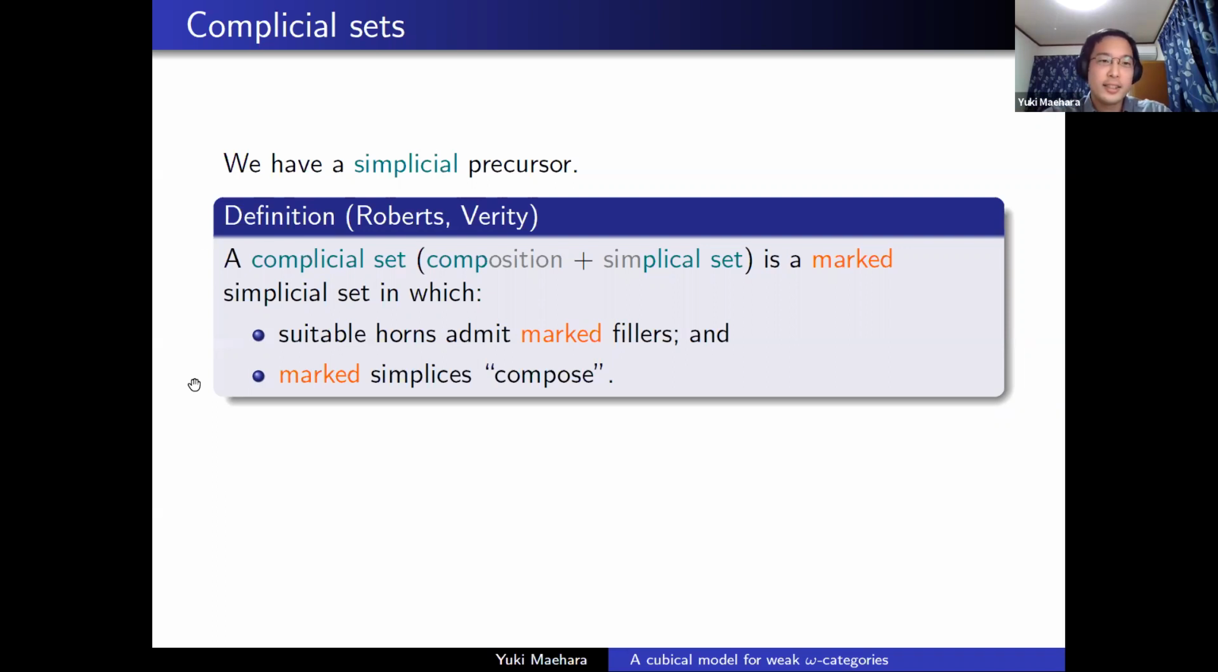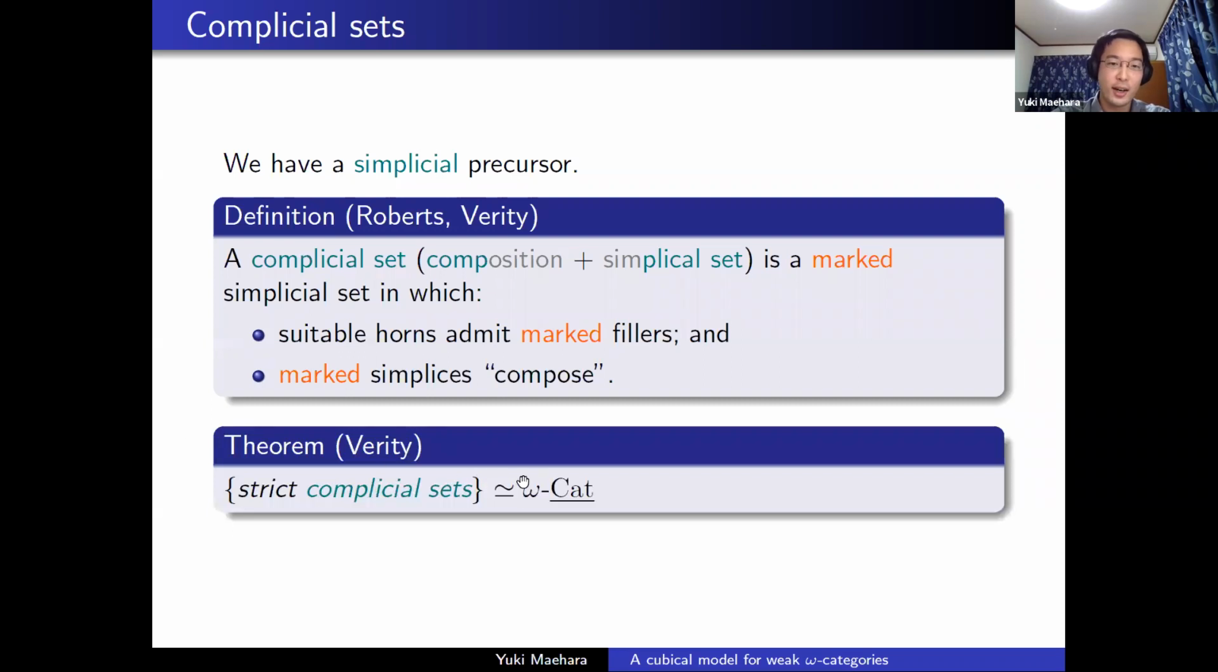And so this is again a weak version of what is equivalent to omega categories. It's a theorem of Verity that the category of strict complicial sets is equivalent to the category of omega categories. So this is the fourth way of looking at omega categories, and now this is the last one. In our paper, we compare our cubical model to this simplicial model using the triangulation functor, triangulating cubes into triangles.